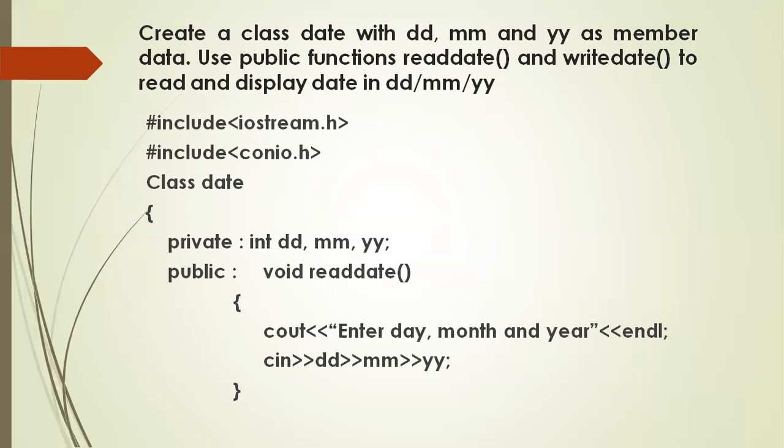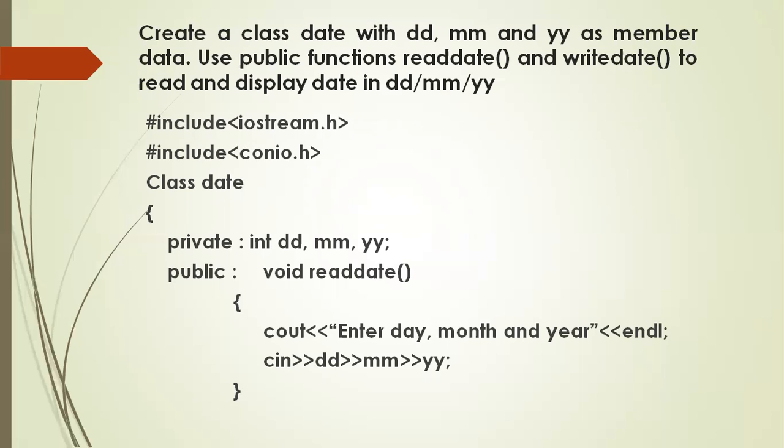The next one is public colon. We have to define the 2 functions, read date and write date. So void readdate, open the parenthesis, close it. That indicates that the member function name is readdate. It has no arguments and the return type is also void. Open the brace.